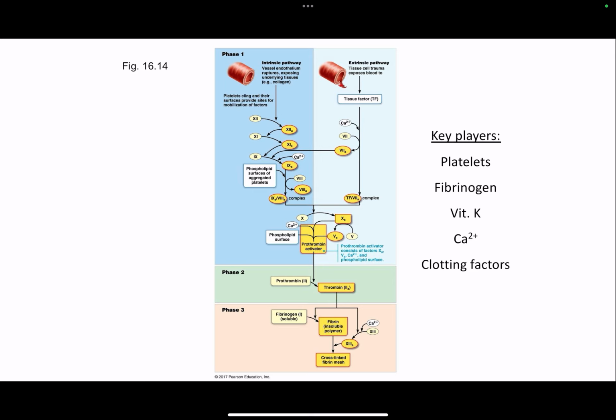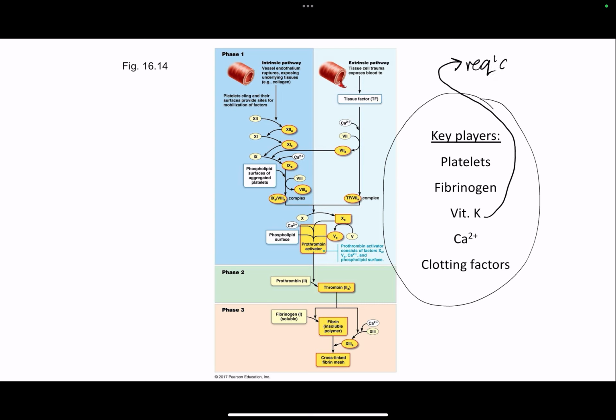Yeah. So all you have to know about the clotting cascade are the key players. So platelets are going to be forming these clots. Fibrinogen, obviously, when it gets converted to fibrin. Vitamin K is really important in the clotting process. Vitamin K specifically is required to produce the clotting factors.